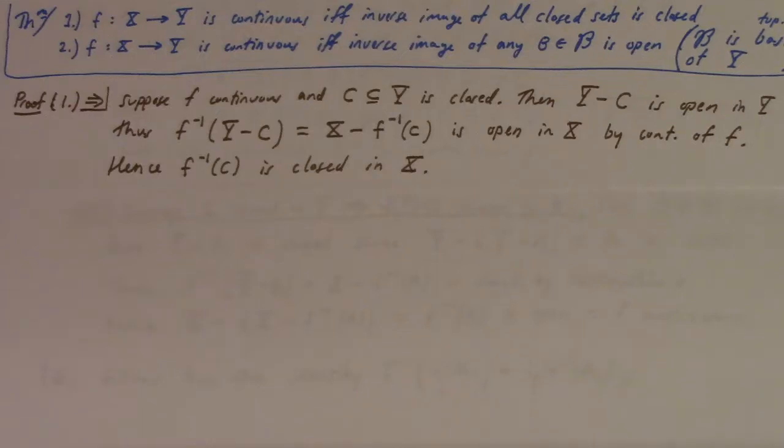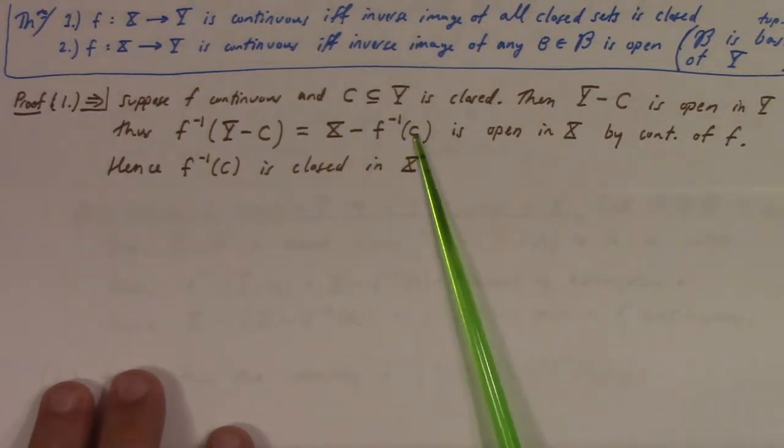All right, so let's prove one. Suppose f is continuous, and we've got a closed set C. That means that the complement, Y minus C, is open in Y. Definition of closed is that the complement's open. Thus, the inverse image of Y minus C is X minus the inverse image of C. That's a property of inverse image.